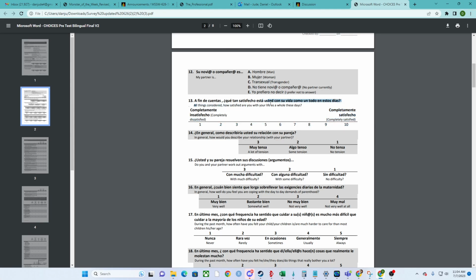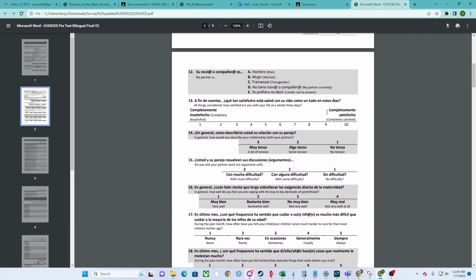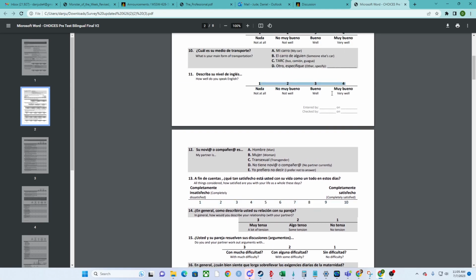All things considered, how satisfied are you with your life as a whole today? The question's not a problem. The scale, not a problem. The problem is we're using different scales. Now we're going to run into another issue here in a minute. Notice how it goes 1, 2, 3, 4, 5, 6, 7, 8, 9, 10. 1, 2, 3, 4.